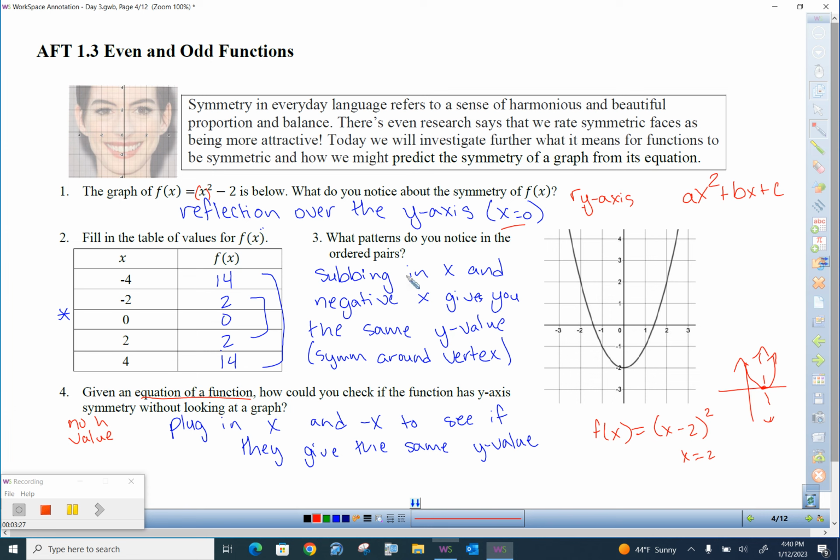When we say subbing in x, we're talking about putting x into an equation to find the y value. So we're going to talk about function notation. This really reads y, but specifically it says the function's value, or the y, when you plug in x. So it's more specific. We noticed that the y value when you plugged in positive 2 and negative 2 ended up being equal. So x represents one of those values, and then negative x would represent the other. So plugging in opposite x values gives you the same y value.